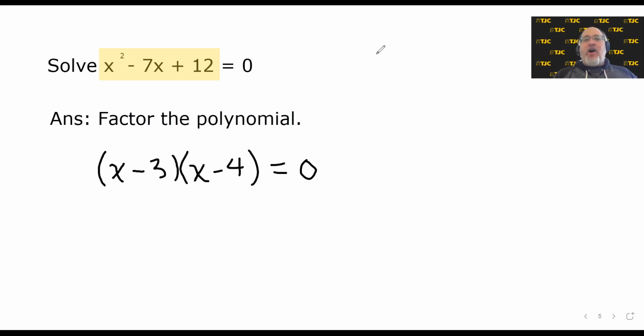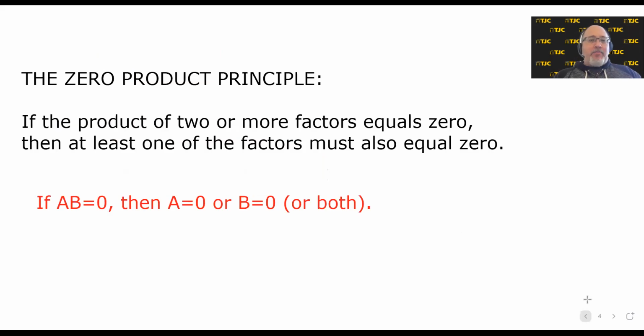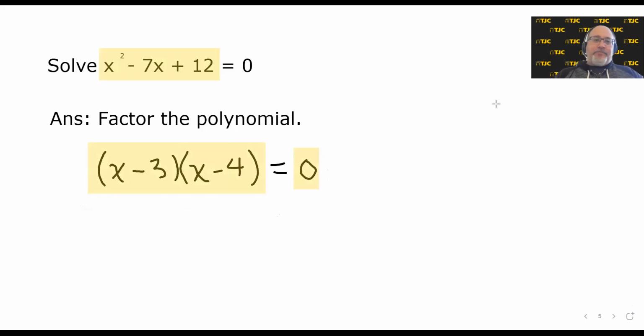But again, without getting into all the details about the factoring, because you can watch the review videos, this polynomial, this quadratic trinomial, tri meaning 3 terms, x squared minus 7x plus 12, factors into x minus 3 times x minus 4. And why is that useful? I now have a multiplication problem on the left equal to 0 on the right. And the zero product principle says, if you have a multiplication problem equal to 0, then either the first part is equal to 0 or the second part is equal to 0. So I'm ready to make this split.